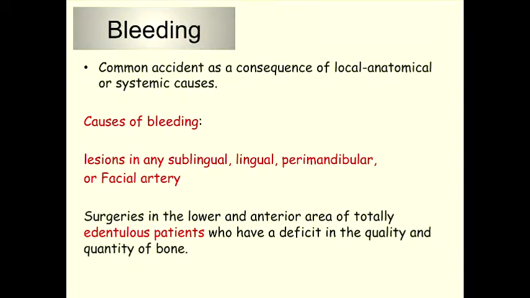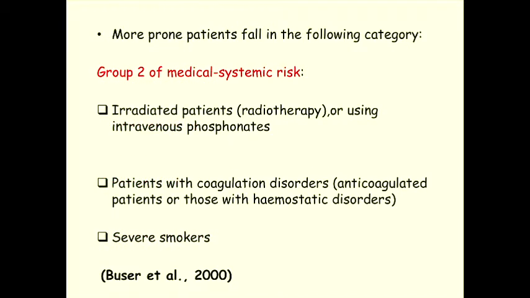Bleeding. Now, the cause of bleeding is a lesion in the sublingual and perimandibular or facial artery. I'll explain that, you'll be surprised. Surgery in the lower anterior area is really an interesting area, coming very closely these days, especially in edentulous or non-edentulous, dentate patients. More prone patients fall in the following: Group 2 of medical system. Irradiated, these are the ones you really have to be careful with. You don't want to touch these patients. Irradiated, or people who have intravenous bisphosphonate.